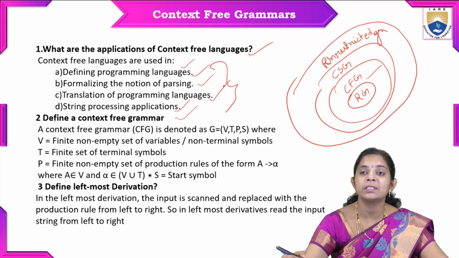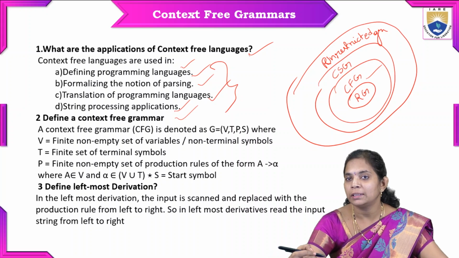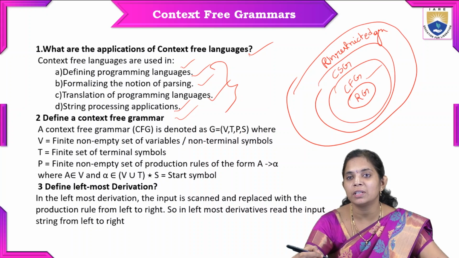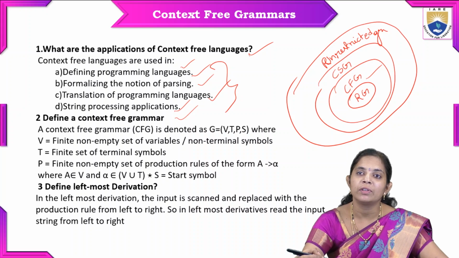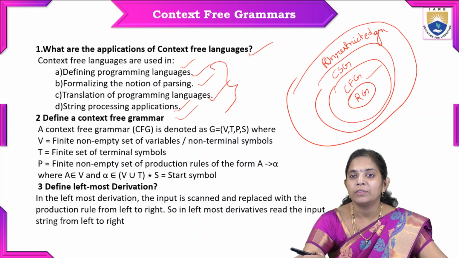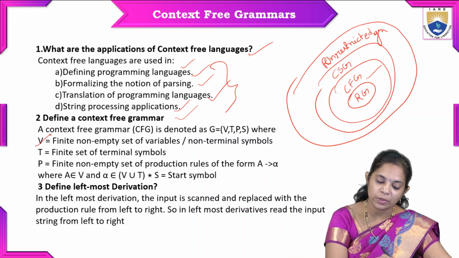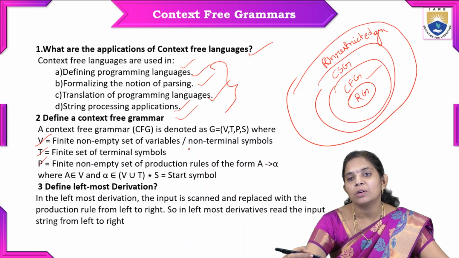And coming to the context-free grammar. In the previous video, we discussed the regular grammar. For regular grammars, the basic definition is a four tuple. Like that, here also for context-free grammars we have a definition with a four tuple. That four tuple contains V, T, P, and S. These are the things we are going to use in the context-free grammar.